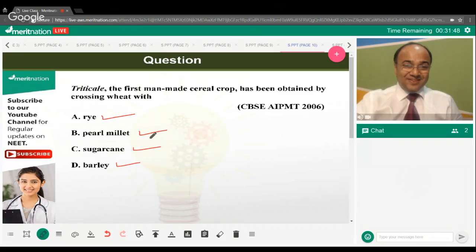Okay. So Nikhil says it is option A, Smriti says it is option A. Yes, every one of you is correct. It is definitely option A in this case. Lovepreet, it is option A, dear. So triticale is a hybrid plant obtained by the crossing over between a wheat and a rice variety.